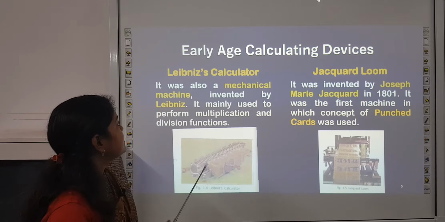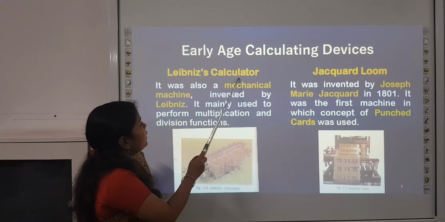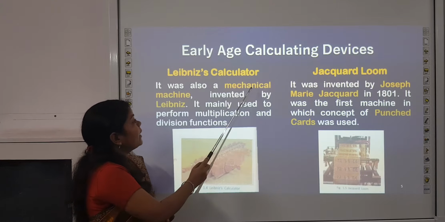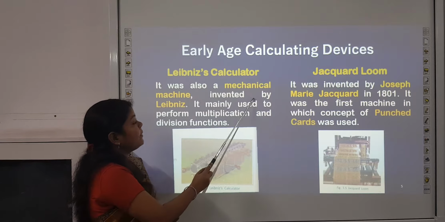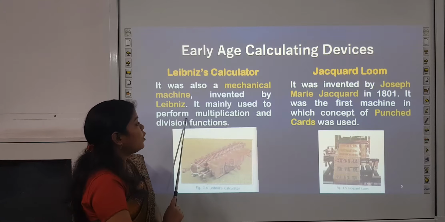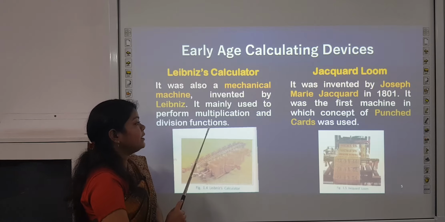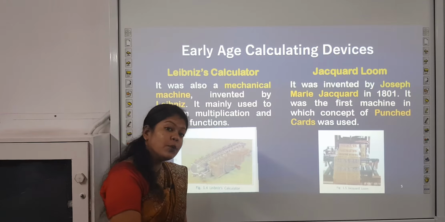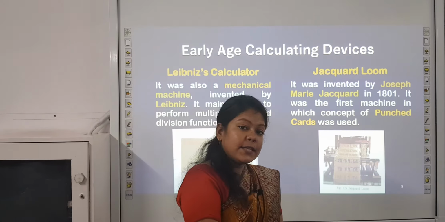Our next device is Leibniz's calculator. It was also a mechanical machine invented by Leibniz. It is mainly used to perform multiplication and division functions, but it can also perform addition and subtraction.